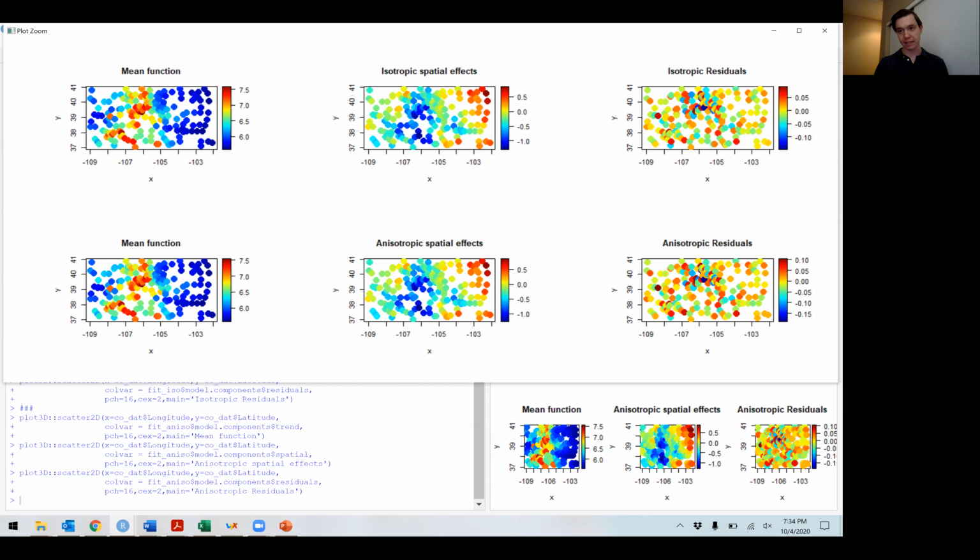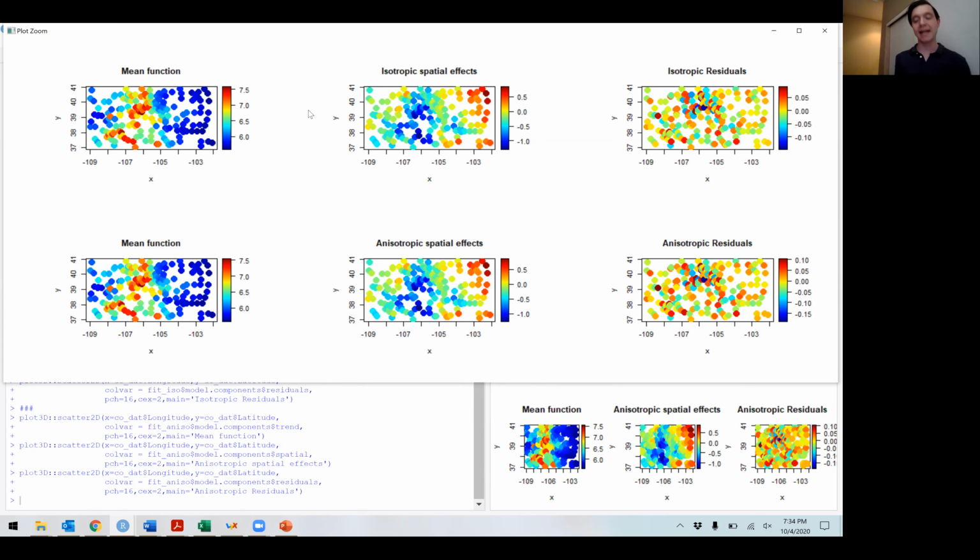Look at the color of these. Look at the range of these. These are, in fact, different models. But you couldn't tell based on the latent spatial effects. And anisotropy is all about the middle column. It has very minimal effect on the mean function.